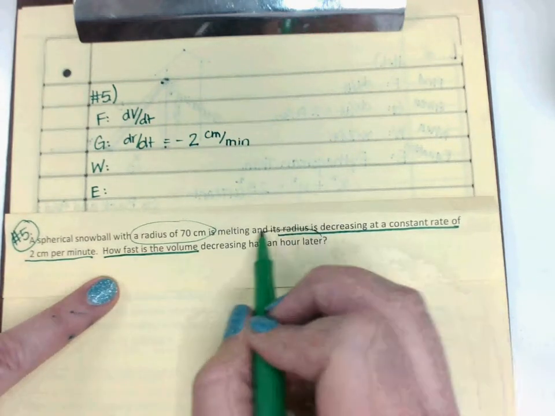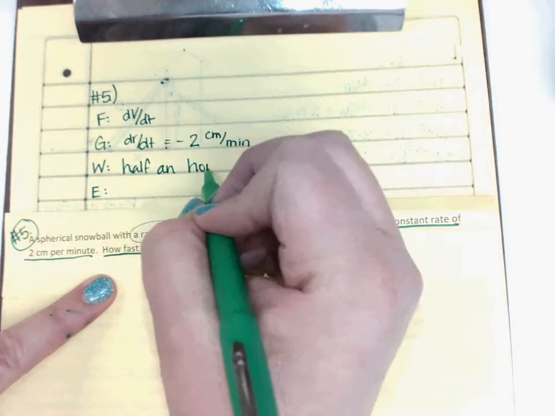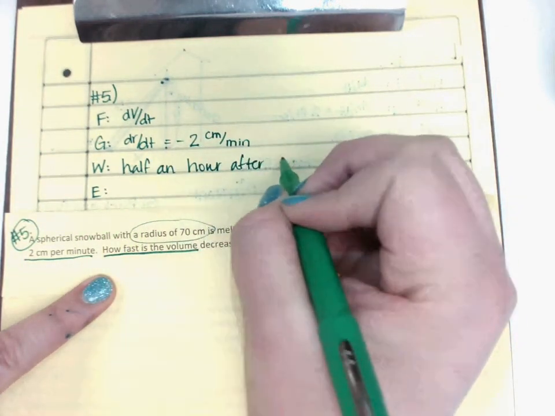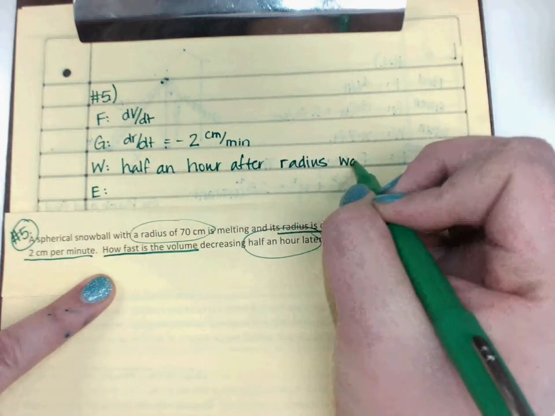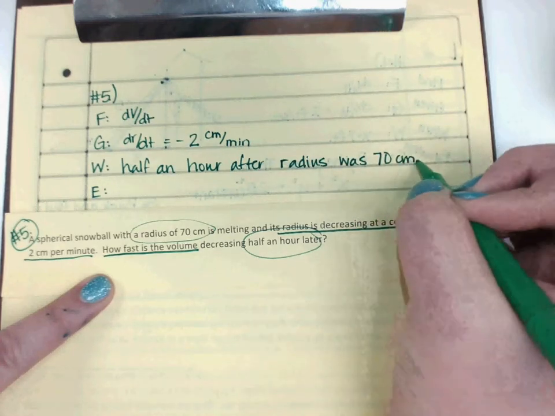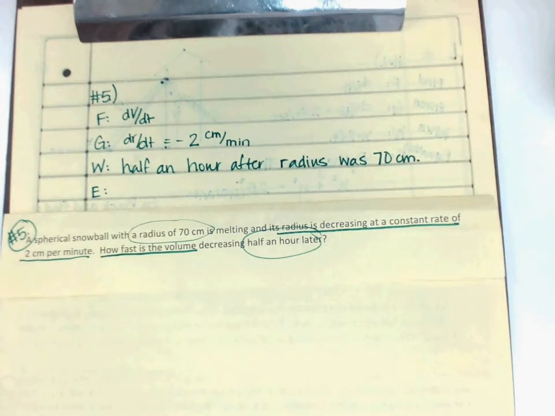Okay, then for my "when," this is where it gets a little bit weird. What is my when going to be? Half an hour later. So I'm going to put half an hour after the radius was 70. Now, here's the tricky part. They tell you at the beginning the radius was 70, but that's not when I want to know the rate. I want to know it in a half hour. So r equals 70 is a trick. You need it, but it's not the value we actually want.